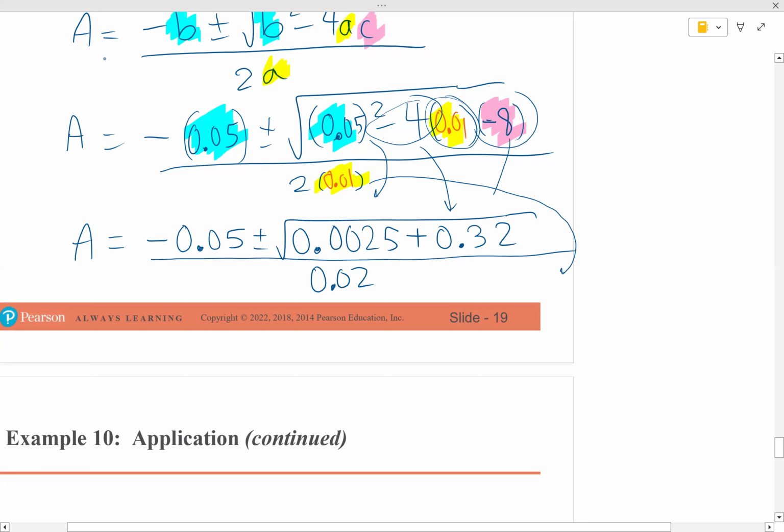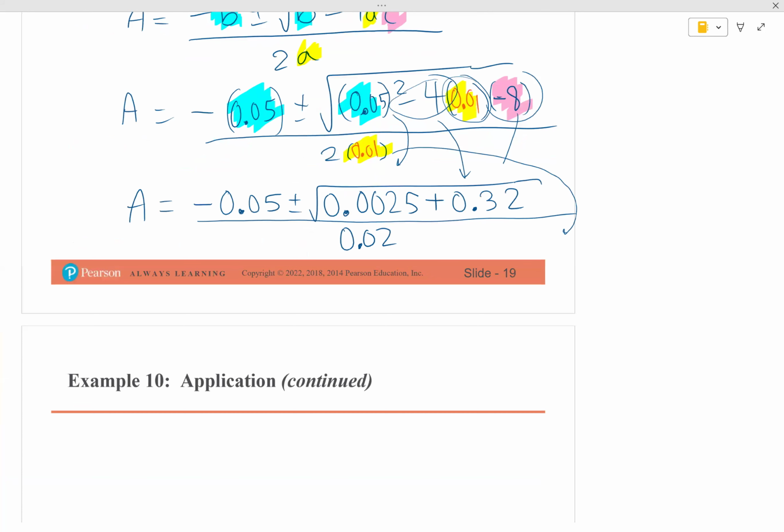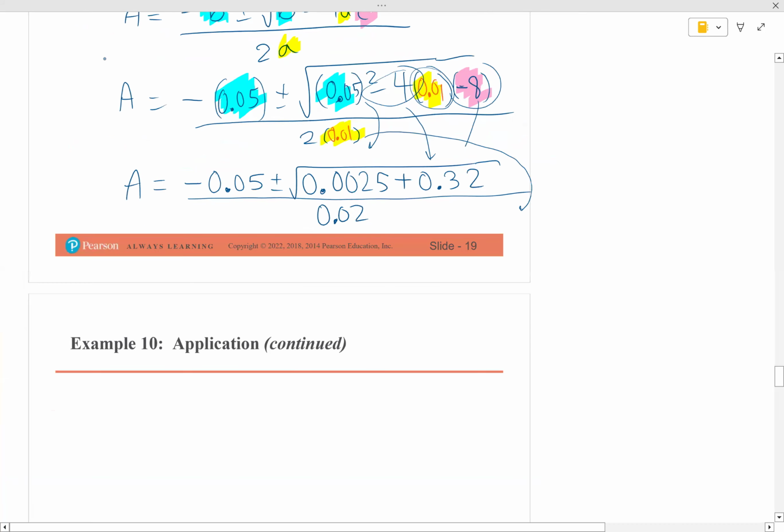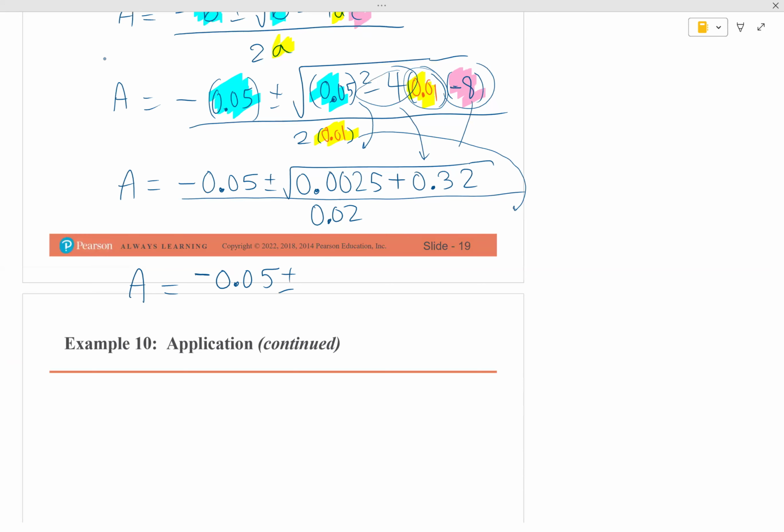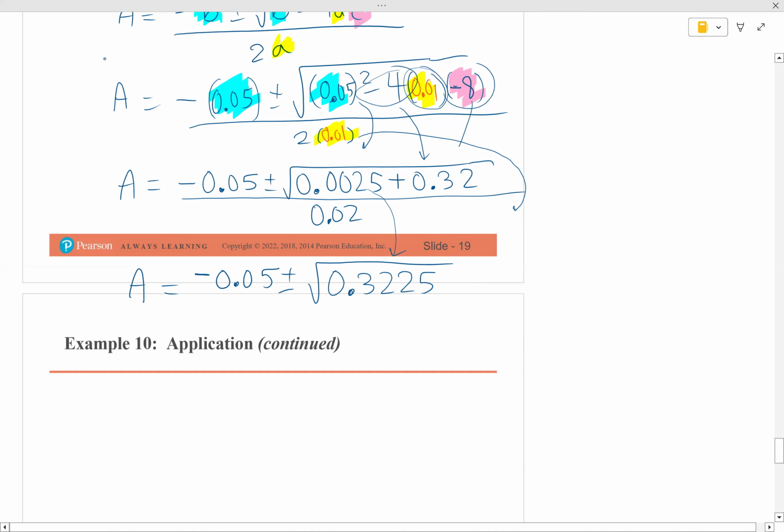There's going to be a lot of calculator stuff here. Oh, man. No wonder I left so many pages of room for this example. -0.05 plus or minus the square root of. Now we're going to add those together: 0.3225. The numbers in the parentheses. Like we said before, I cannot square root them individually. I can't say, what's the square root of 0.0025? Write that down, add it with the square root of the other. No, I have to add them together first and then take the square root, over 0.02. Oh, man. Is this ever going to end?